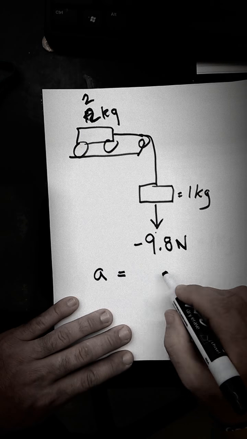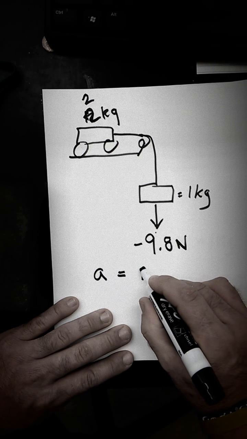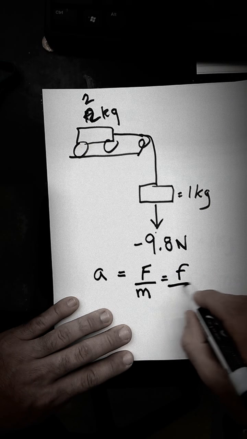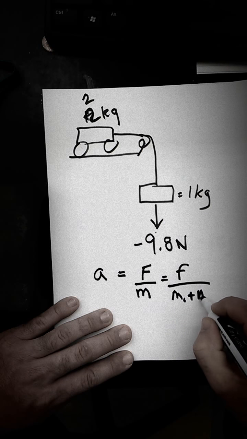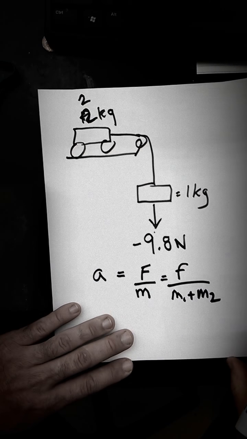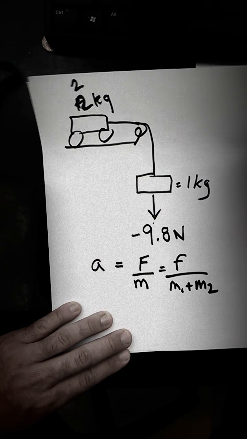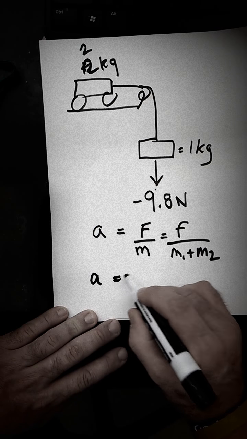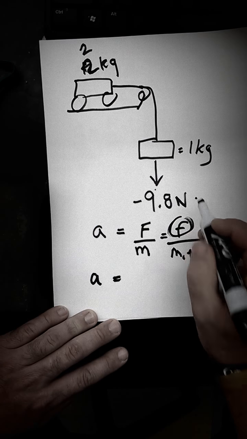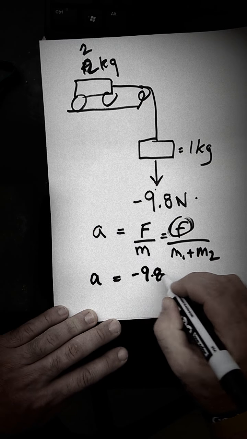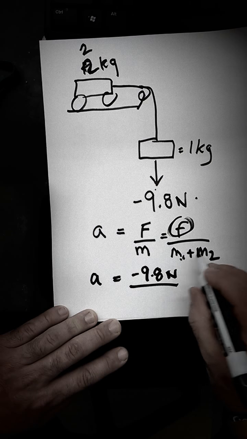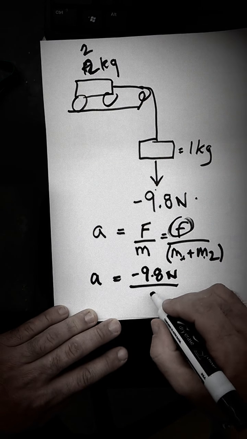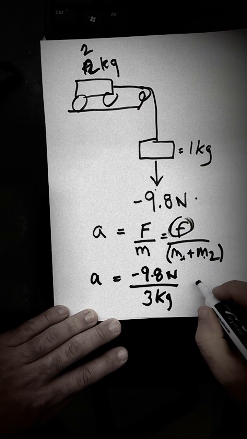acceleration equals force over mass, or force over m1 plus m2, we can go ahead and solve for that equation as to what the acceleration should be. So let's go ahead and do that. Acceleration is the force pulling down, which we ended up saying was negative 9.8 newtons, over the mass total, which was, if you add them up, 1 plus 2, or 3 kilograms.